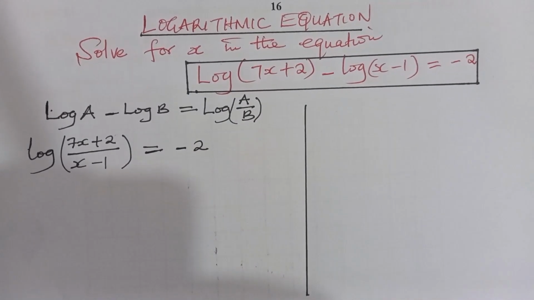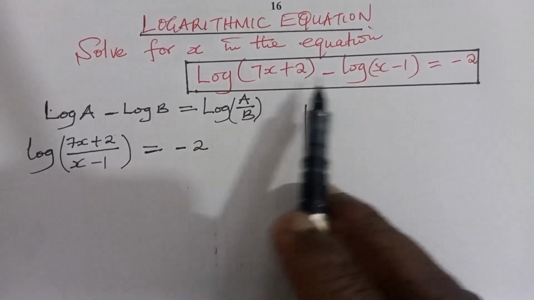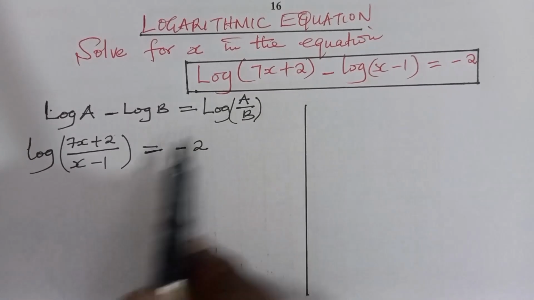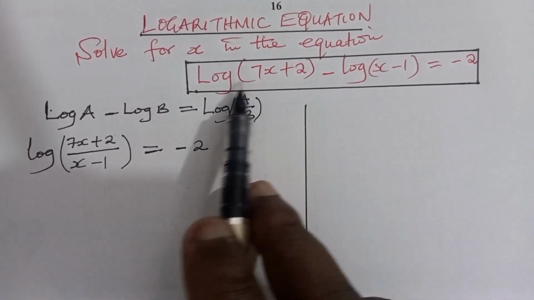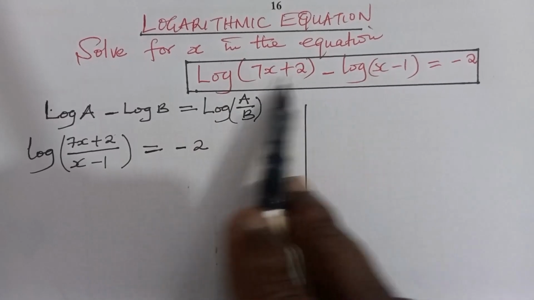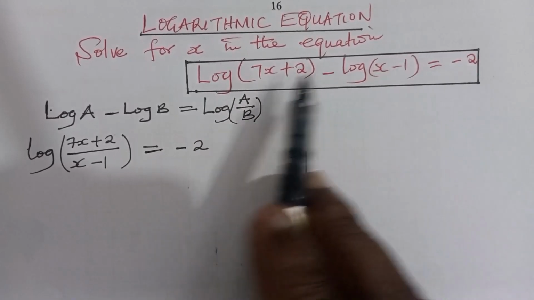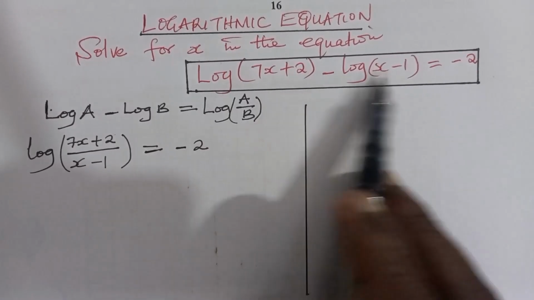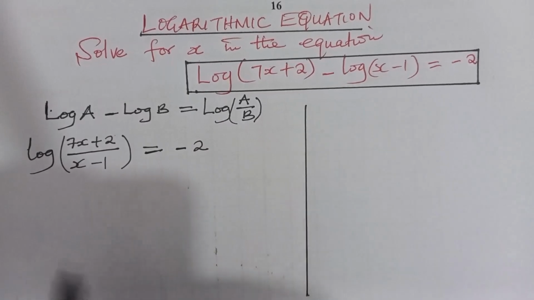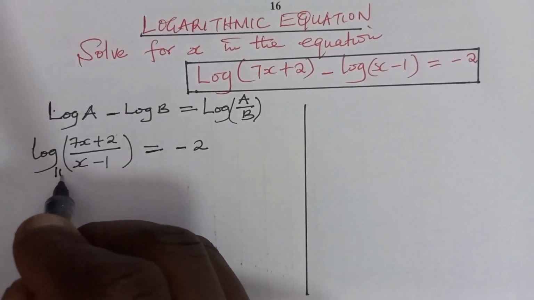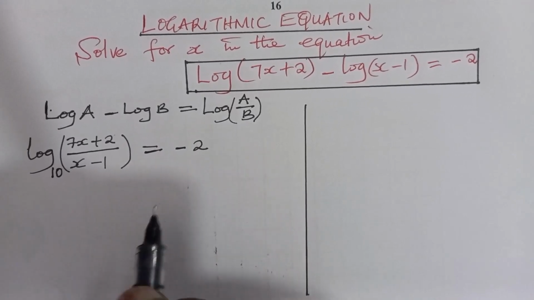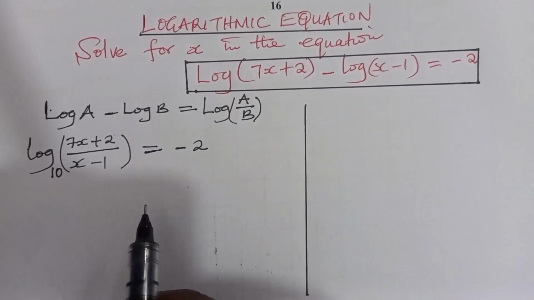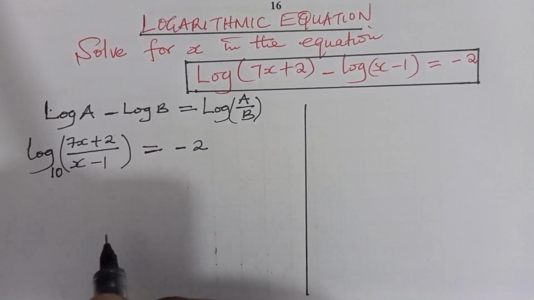Now, after expressing the left hand side as a single log, the next thing we're going to do is look at these logarithms. We're not given any base. So if you don't have any base, you should automatically know that these logs are written to the base of 10. So you can put that on. This one is to the base of 10. And this will help us use something else very important that you should know about logarithms.